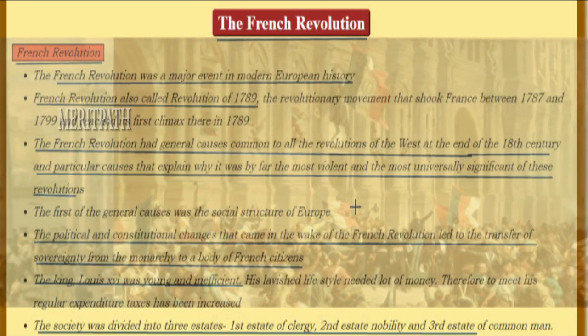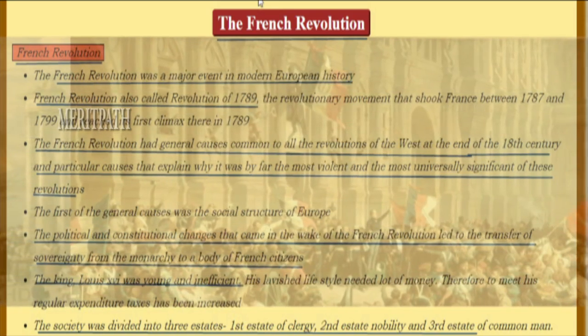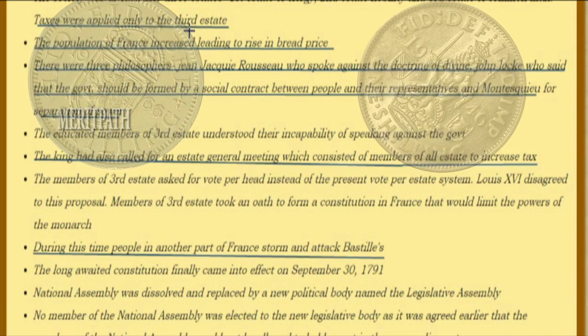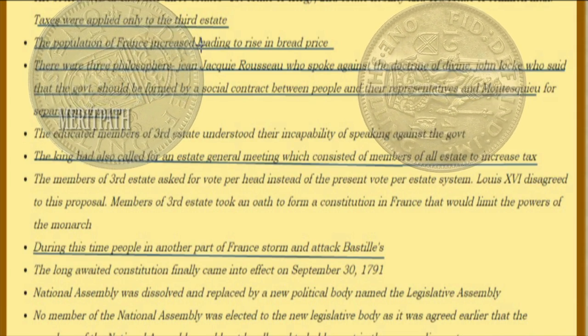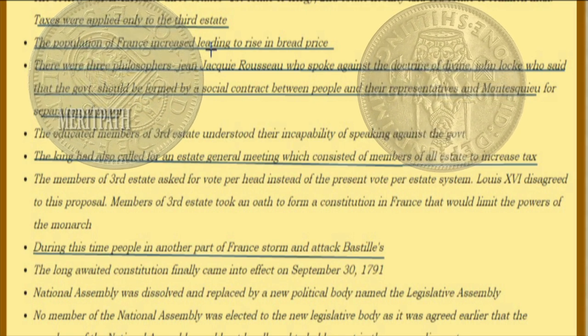Society was divided into 3 estates: the first estate of clergy, the second estate of nobility. Taxes were applied only to the third estate. The growing population of France led to a rise in the bread price.